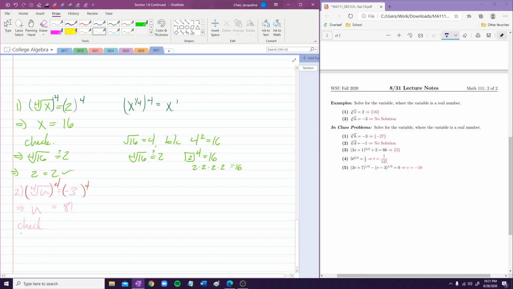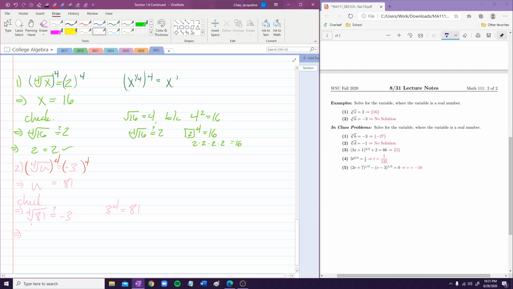When we check it, we're asking, the fourth root of 81, does this equal -3? If you look at 3 to the fourth, it is equal to 81. So when you check this, the fourth root of 81 is 3. But 3 is not equal to -3. So what does that mean? This is no solution.